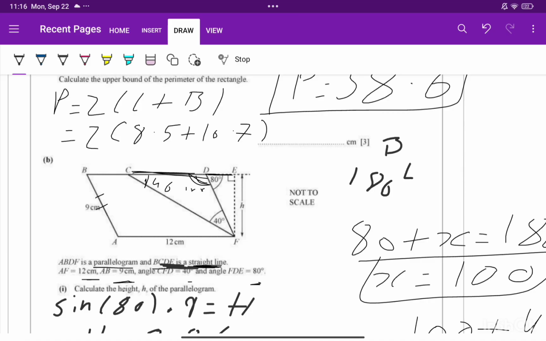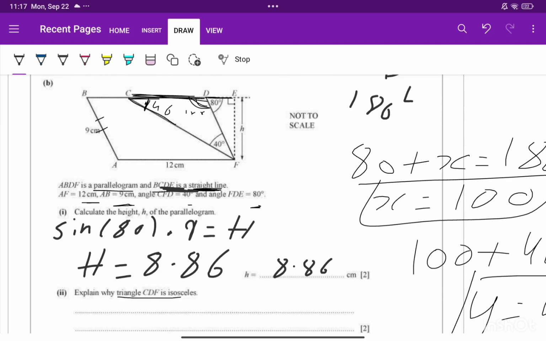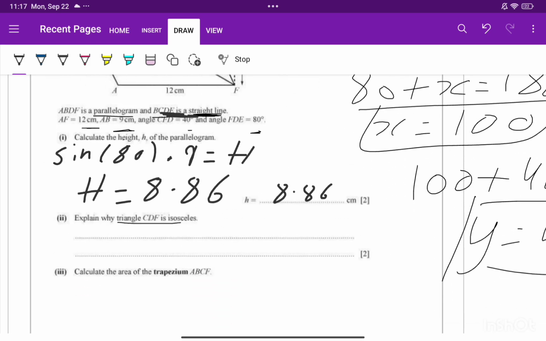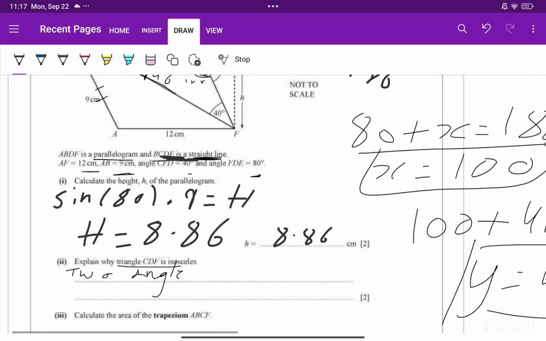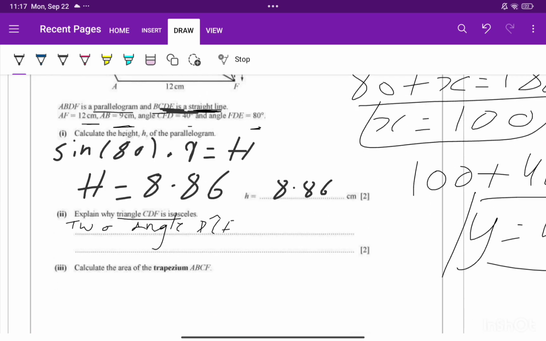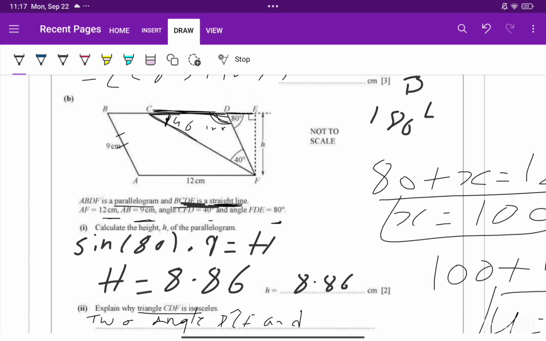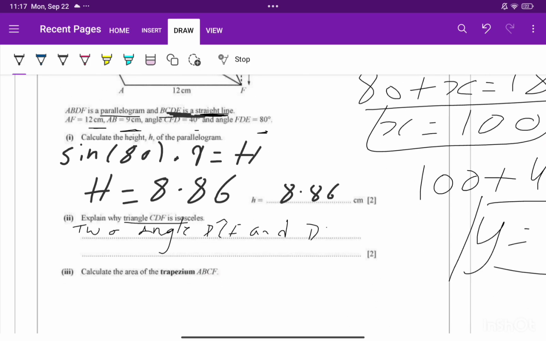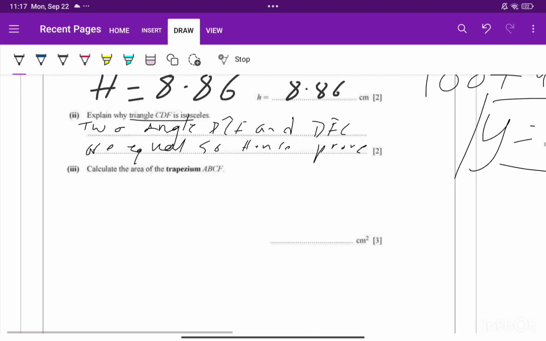As you can see right now, angle DCF is equal to angle DFC. So this proves that this is an isosceles triangle. So we can write like this: the two angles DCF and DFC are equal. Hence proved.